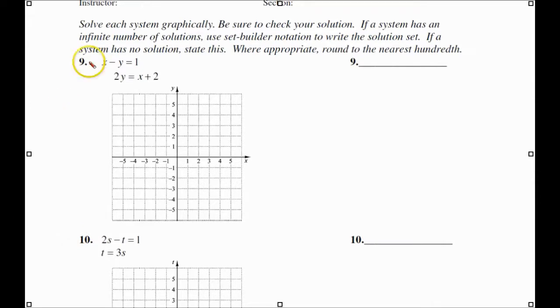Okay, here we're asked to solve each system graphically, and you're wondering what technique might you use. Well, here you could use the x and y intercept t-chart. Here you might solve for y, and a similar way for the next one, but I'll do one at a time.